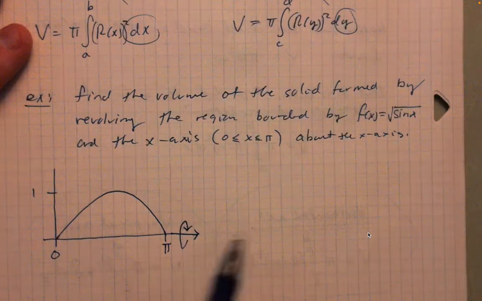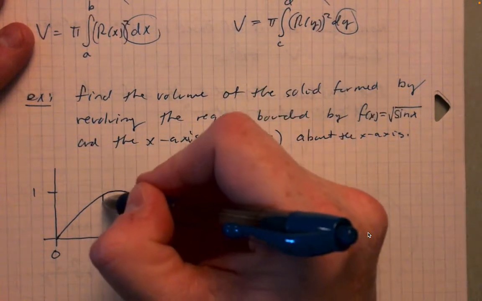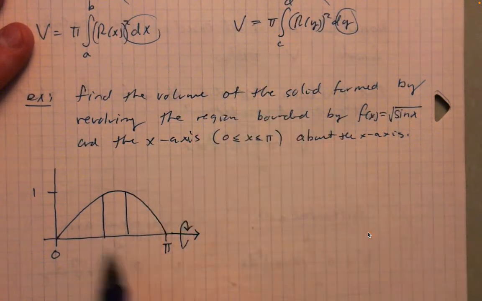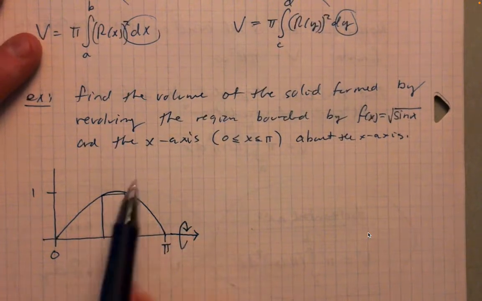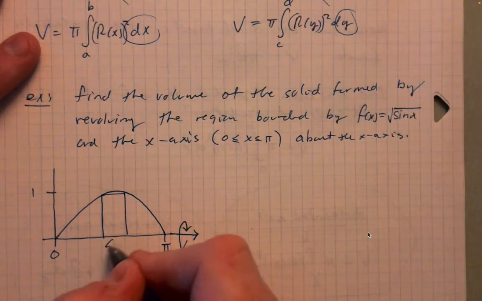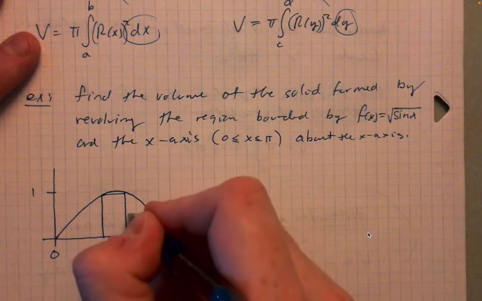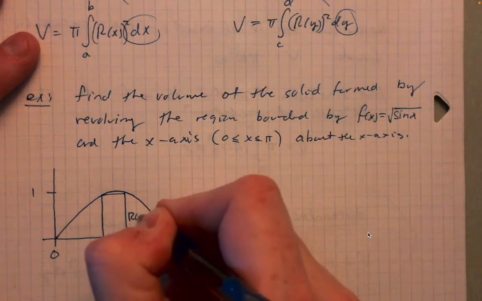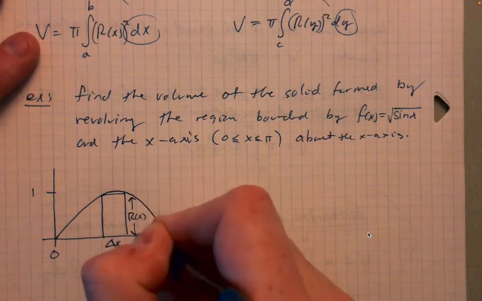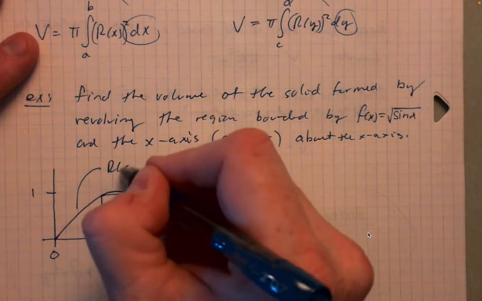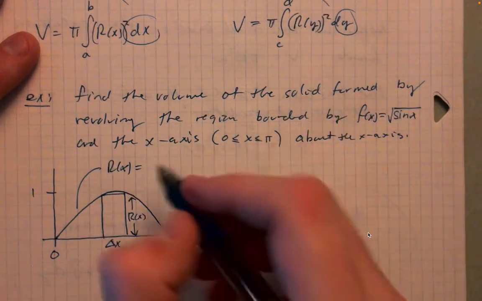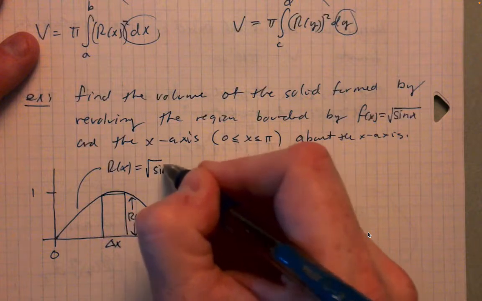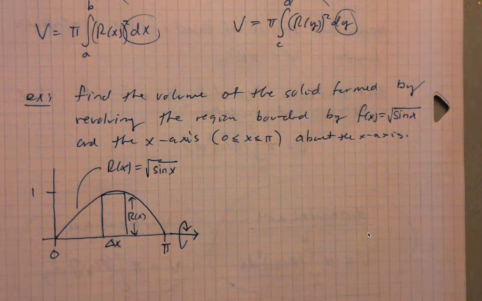And so if that's the case, and we're using the disk method, then our representative rectangles will be based off of the axis of revolution, it'll be perpendicular to that. So we'll have a delta x, and the height here is going to be r of x. Right, and of course r of x is just going to be the square root of sine of x. Okay, so we got all the pieces there, right? So we can set up this integral and calculate it.